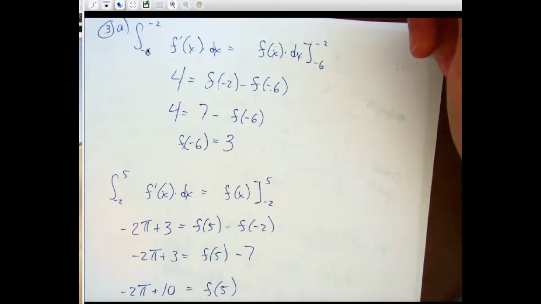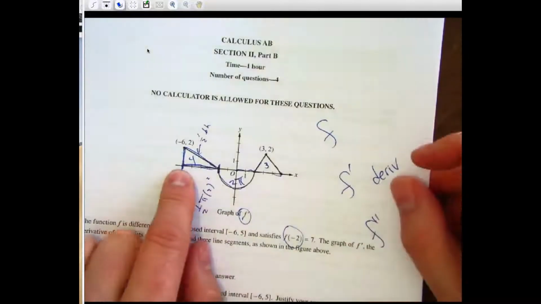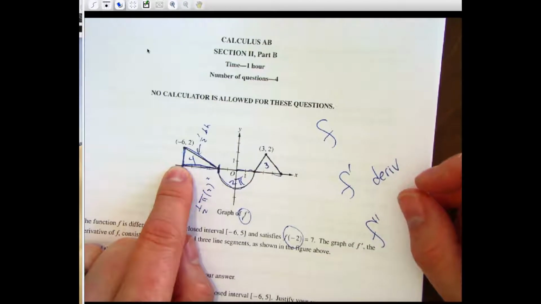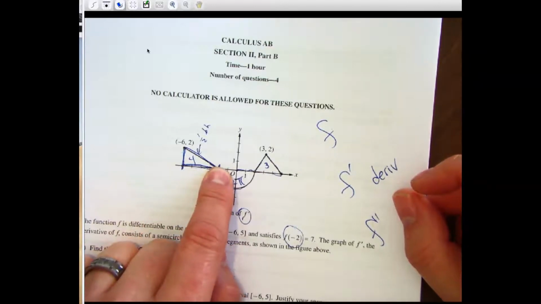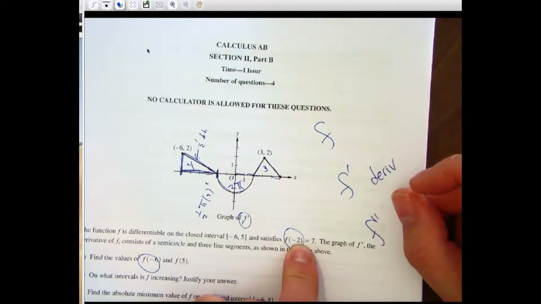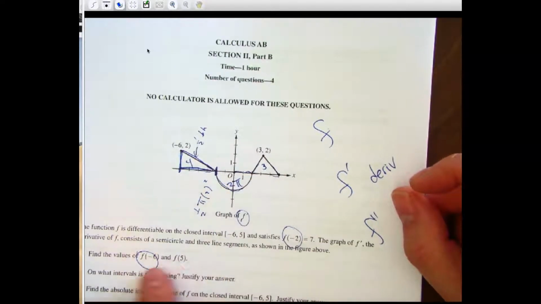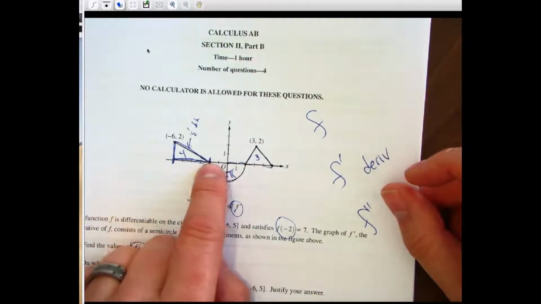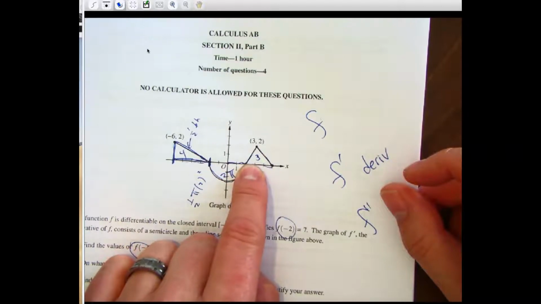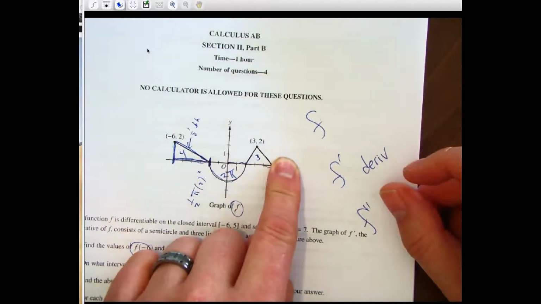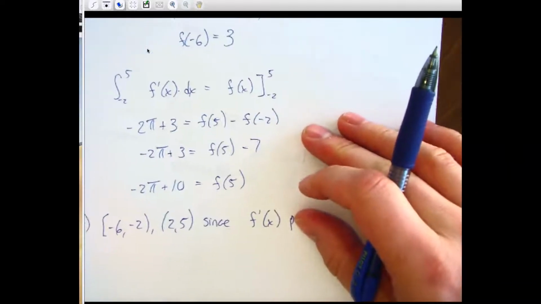So the idea there is that this original graph has an accumulated area of 3 at this spot. When you go over to here, you've accumulated 4 more units of area, so now you have 7 units. And then we're going to keep going. Now they're asking, what about f of 5? If you just think about it through the graph, we've got 7 total units here. We're going to lose 2 pi units here, so 7 minus 2 pi. And we're going to add 3 units here, so we should end up with 10 minus 2 pi. So that's a graphical way to think about it.